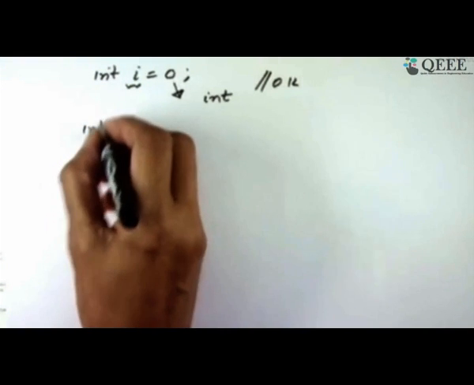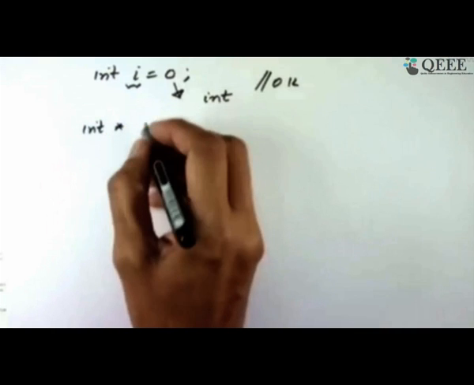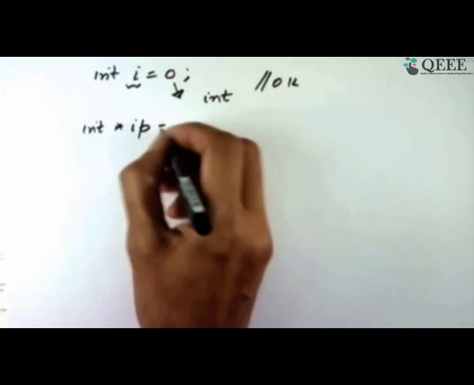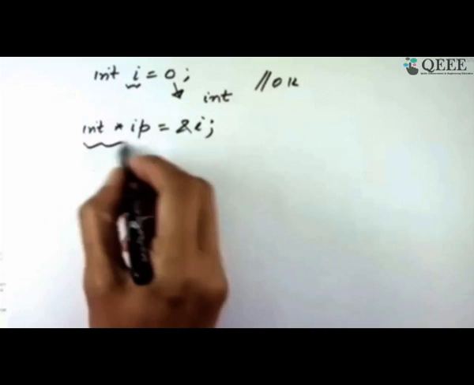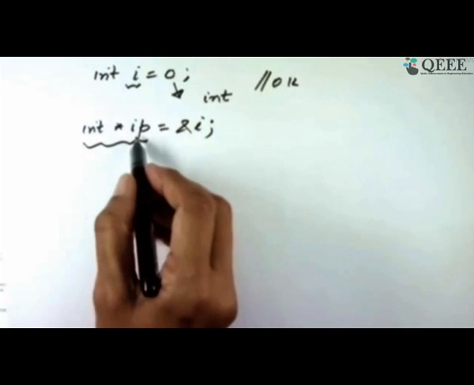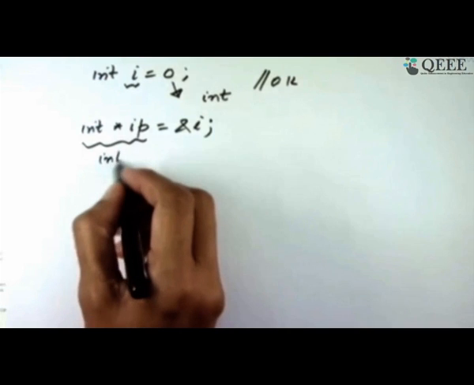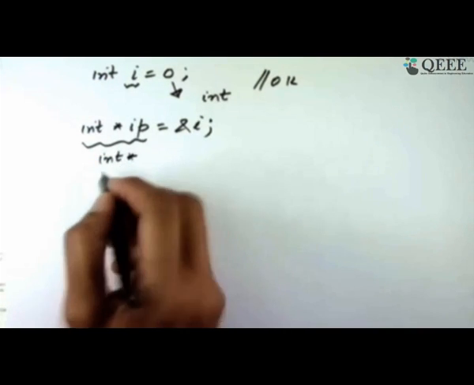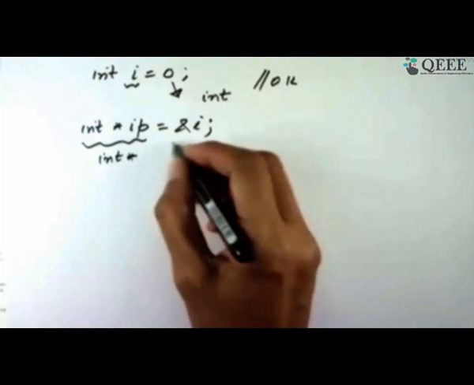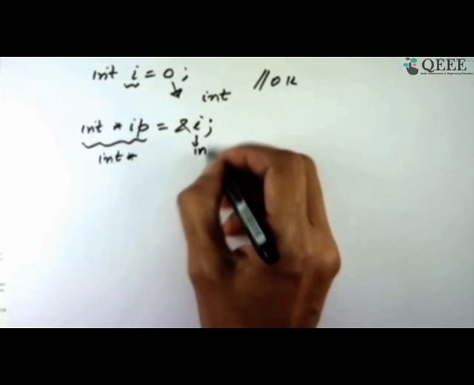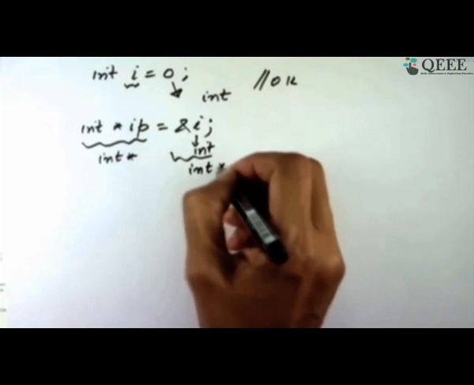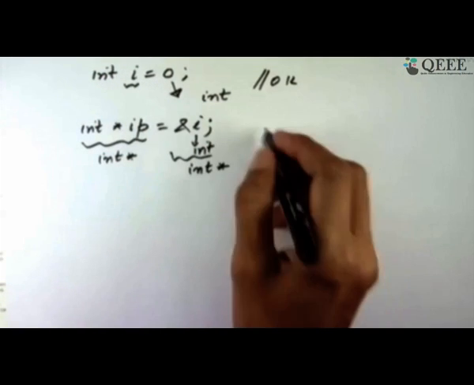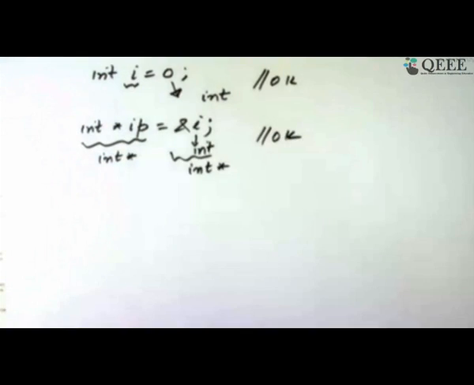What is the next one? Let's do it for each one of them so that you get accustomed to working like this. So I look at the left hand side. What is being defined? IP. What is the type of IP? Int star, pointer to integer. RHS. What is I? Int. When you take an address of int, what do you produce? You produce a pointer to integer. Okay, no issues. Fast. Right?